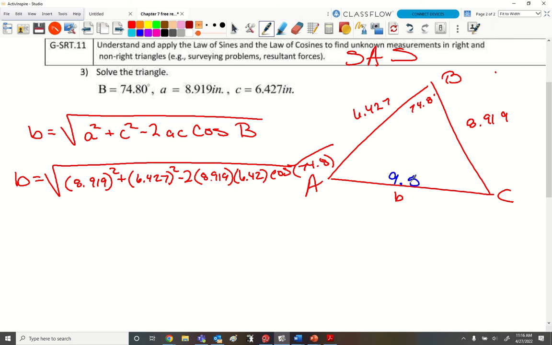I don't know, but for the 6.42, did you forget the 7? Or is it like that? No, there is a 7 in there. I'm sorry.